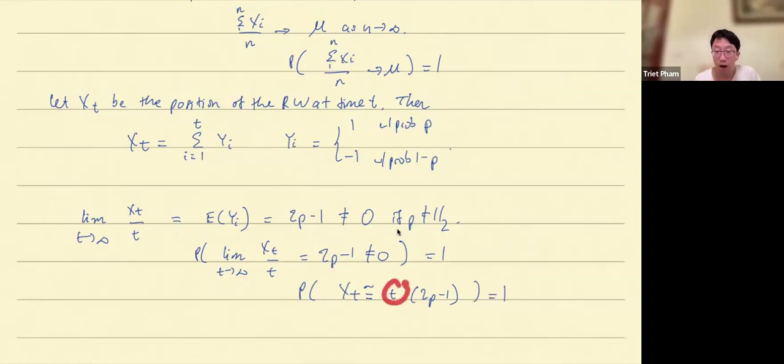What I only need is the following. Notice t is going to infinity, and this is a non-zero number. So infinity times something non-zero will be infinity, plus or minus infinity, it doesn't matter. And that's all I need, because this says that the probability that the position of the random walk at time t will be either infinity or minus infinity is 1 as t goes to infinity. Therefore, it can never be recurrent.